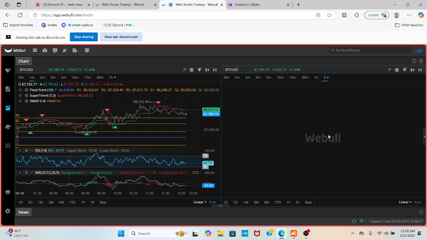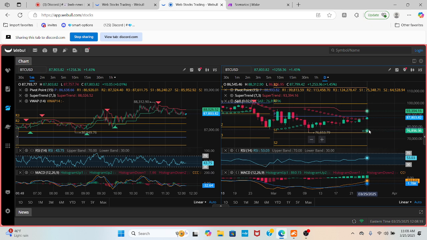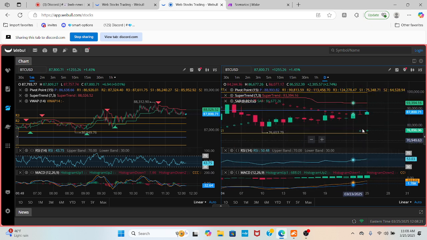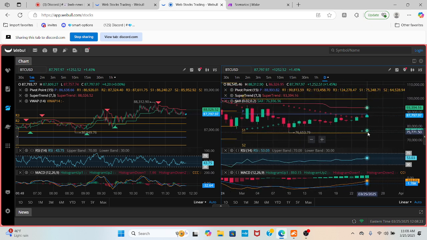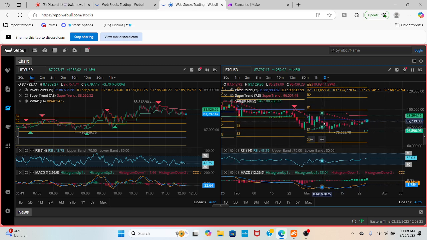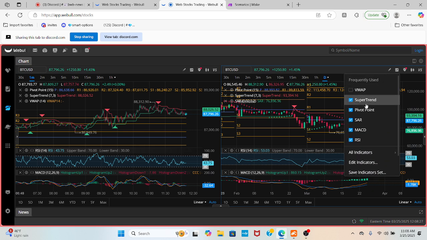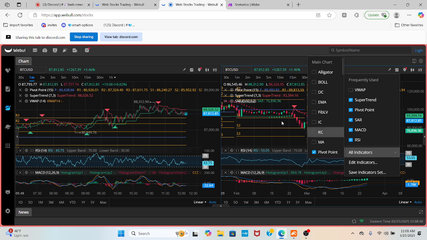Okay. So where we were, I was looking at our daily chart. On our daily chart, we were at the part of our SuperTrend, I mean our SAR. The SAR indicator stands for stop and reverse. These are the indicators I use: RSI, MACD, SAR, pivot, SuperTrend, and I'll even dabble in a VWAP if it's a pre-market trade. These are the only ones I use.